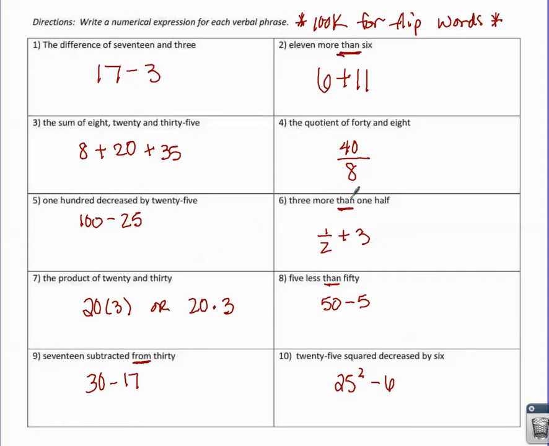3 more than 1/2. 1/2 is a fraction. You're adding 3 because this is your flip word, than. The product of 20 and 30. Left to right, 20 comes first, then 30. Do not write 20 times 30 like this. You don't want to have the misconception that that is an x.